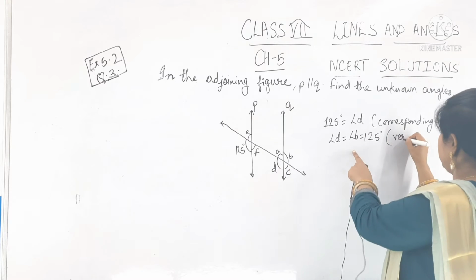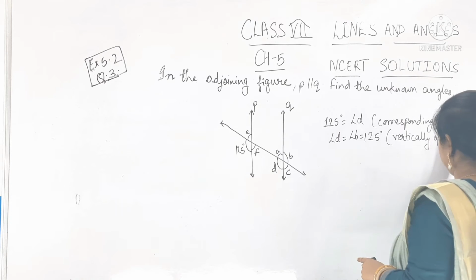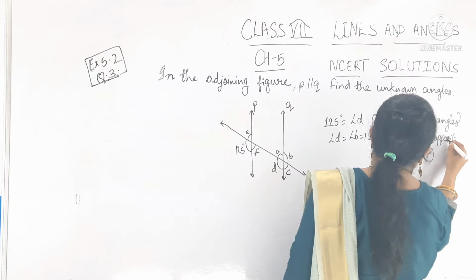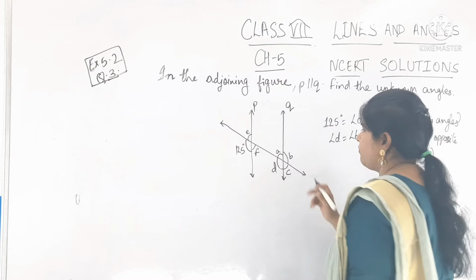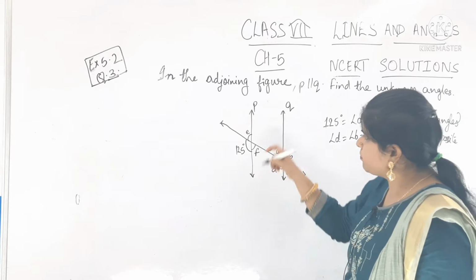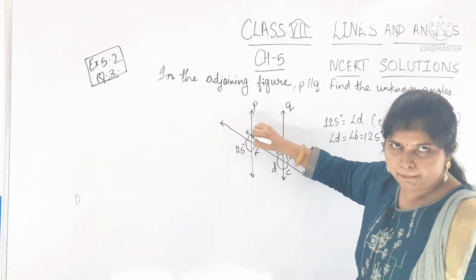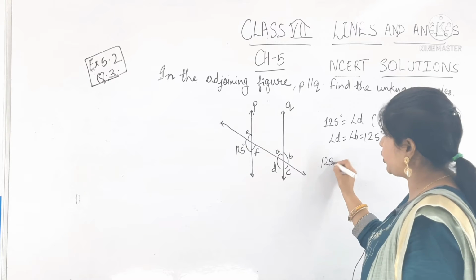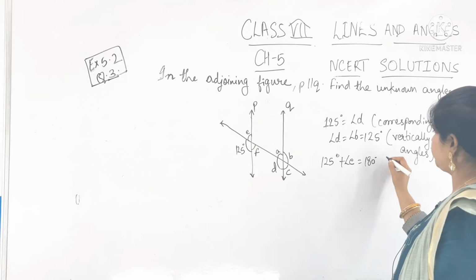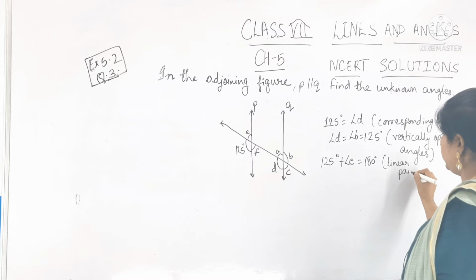We find this because of vertically opposite angles. Now you can see here this line is a straight line, and this one is the linear pair. By linear pair we can write 125 degree plus angle E equal to 180 degree. That is the linear pair.